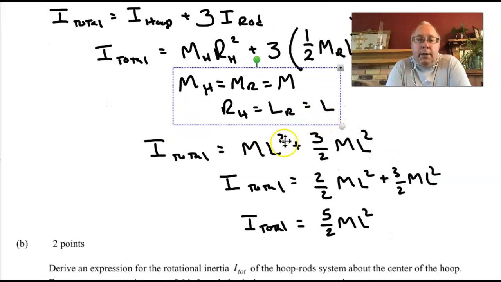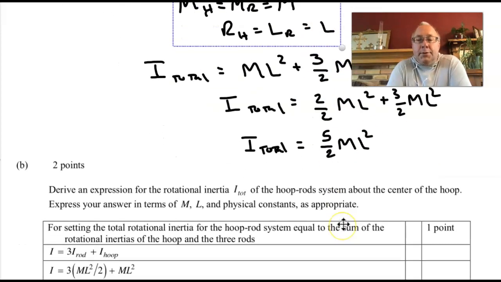All right, well now it's just a simple summing of these together. So we have the moment of inertia of the hoop plus 3 times the moment of inertia of the spokes about their end, and we add that up and we get 5/2 mL squared.